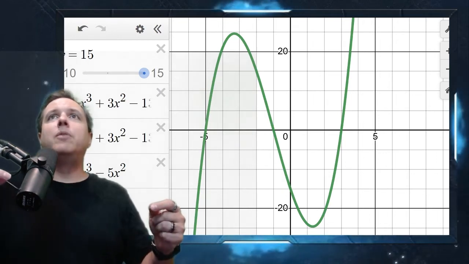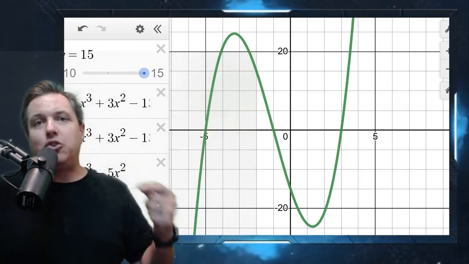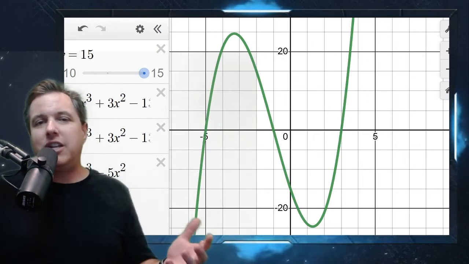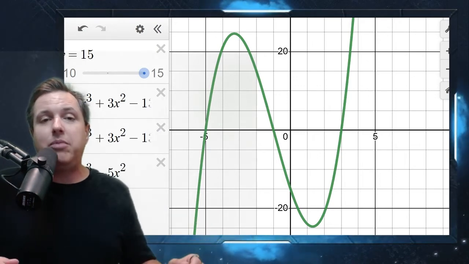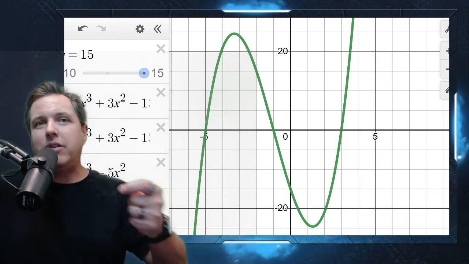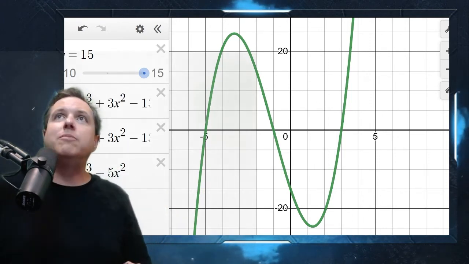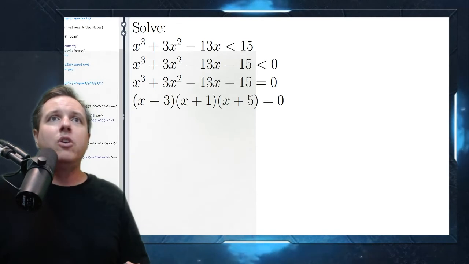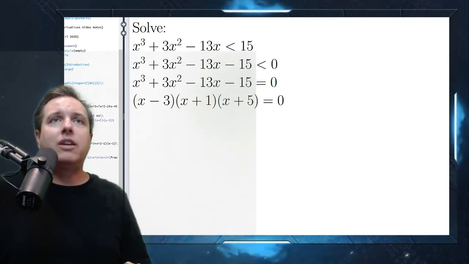The purpose of this section is to be able to write good sign charts, because those of you going to calculus need to be able to do that. So don't try to skip that part, because that's actually the whole point, being able to make those. Okay, so our sign chart will look like the following.